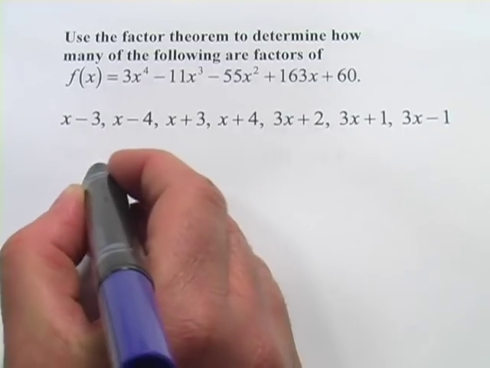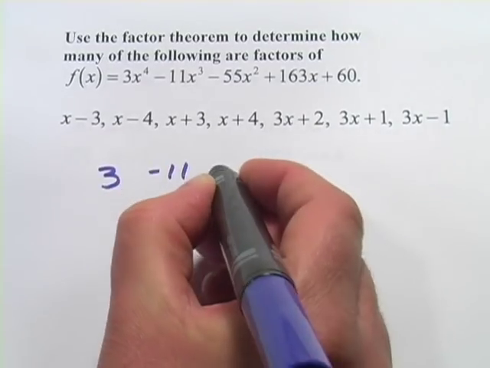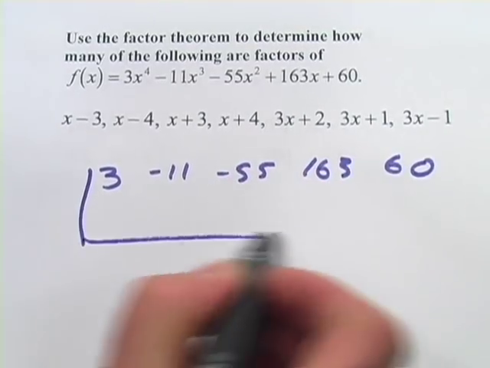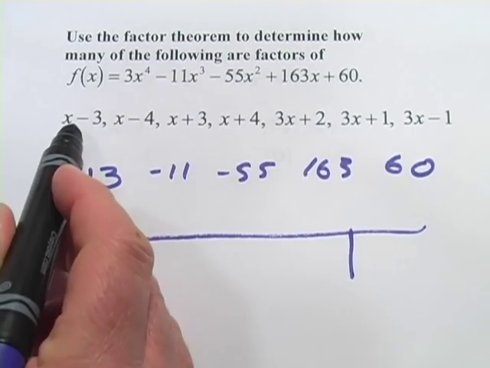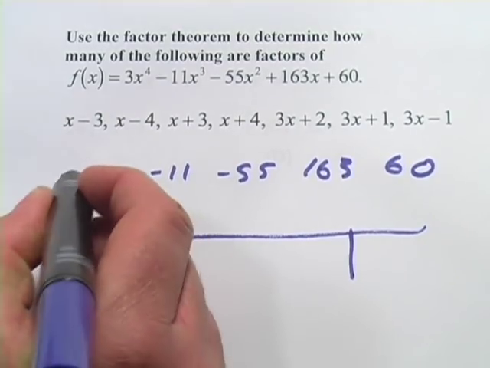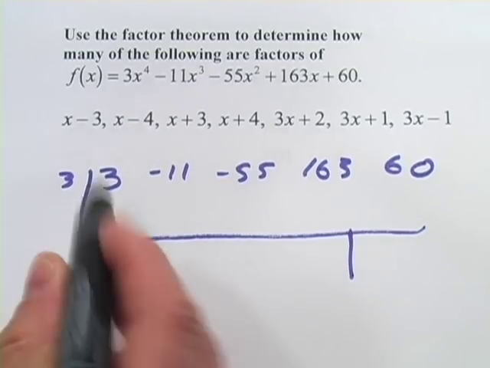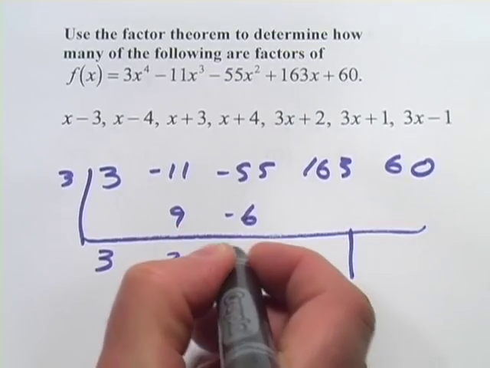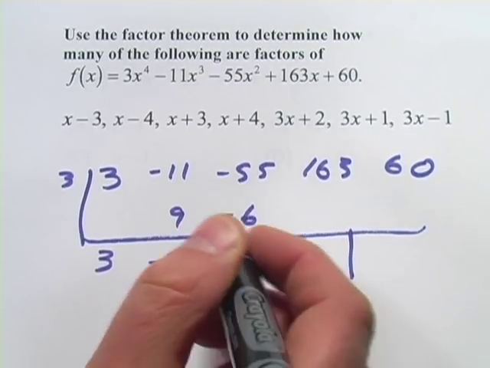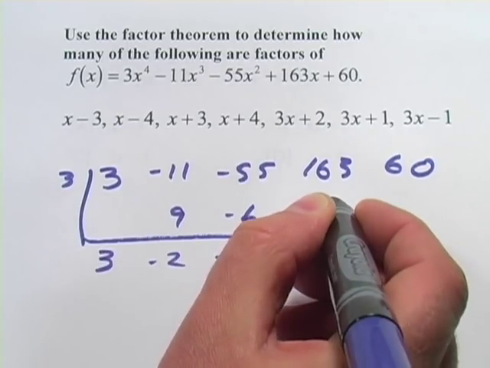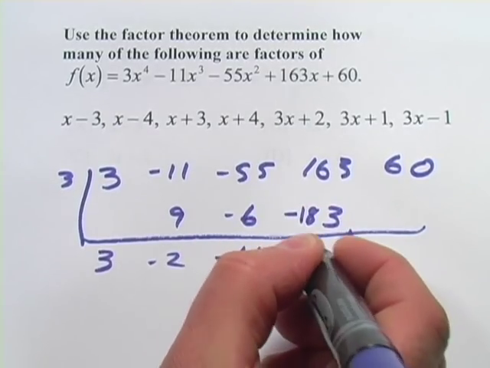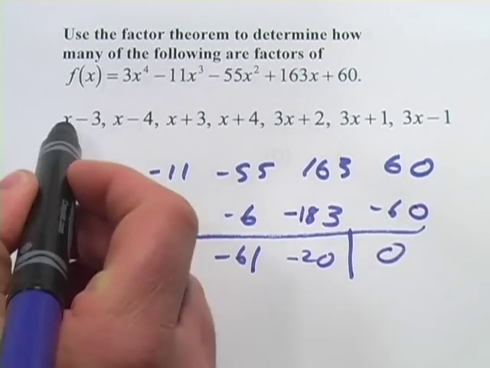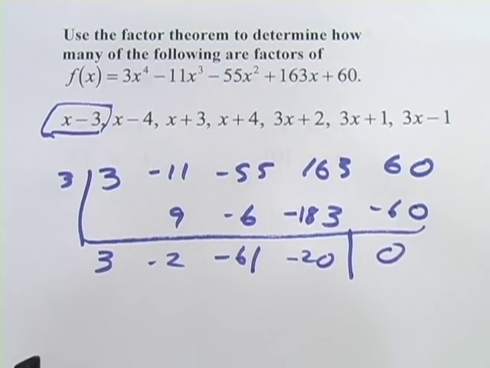So setting this up for synthetic division, we get 3, -11, -55, 163, and 60. Numbers don't look terribly nice either, do they? And let's try x minus 3 first, so that would be a +3 out here. So 3 times 3 is 9, that's a -2, so -6 here, so -61, and -183, so this would be -20 down here, and -60. We get a 0 for a remainder, so x minus 3 is definitely a factor.